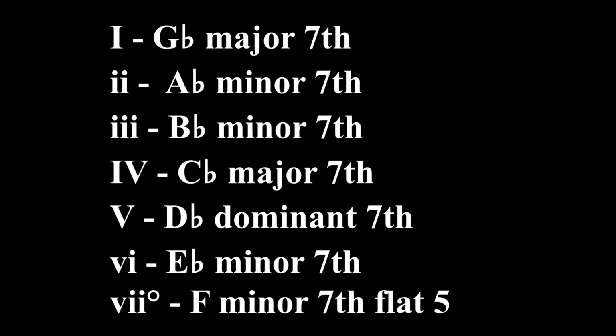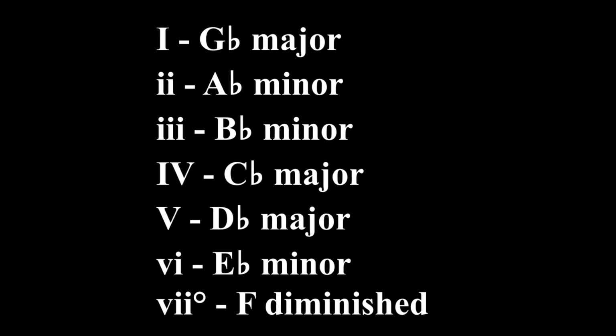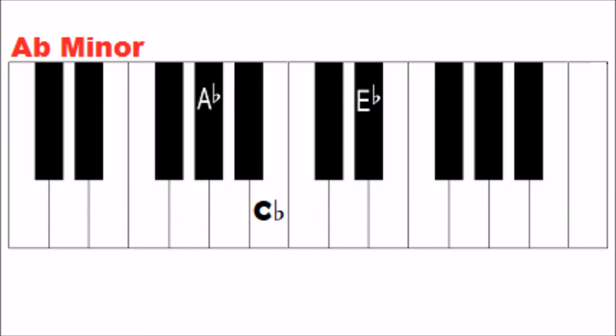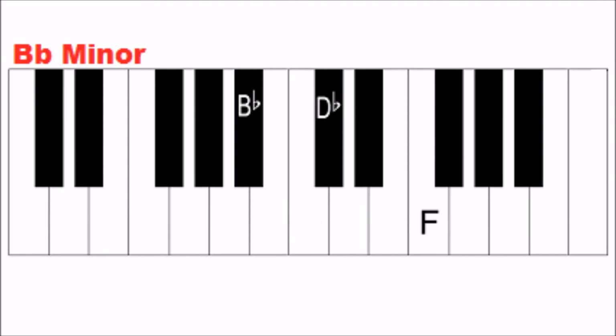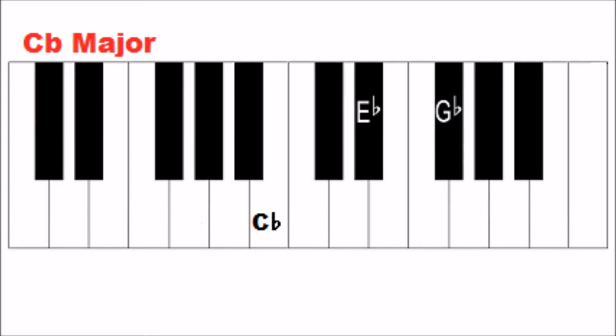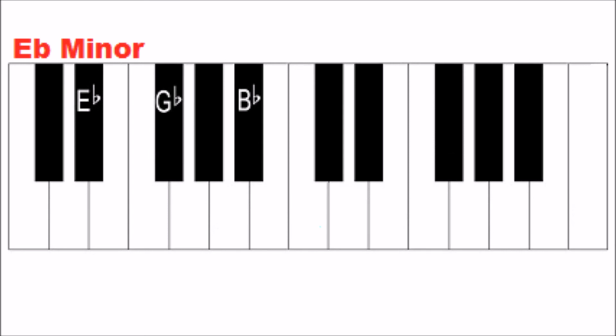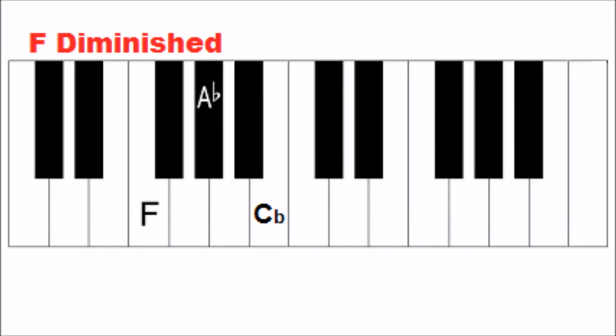What are the notes of each chord in the key of G flat major? Let's start with the triad chords. The notes of chord 1, G flat major, are G flat, B flat, D flat. The notes of chord 2, A flat minor, are A flat, C flat, E flat. The notes of chord 3, B flat minor, are B flat, D flat, F. The notes of chord 4, C flat major, are C flat, E flat, G flat. The notes of chord 5, D flat major, are D flat, F, A flat. The notes of chord 6, E flat minor, are E flat, G flat, B flat. The notes of chord 7, F diminished, are F, A flat, C flat.